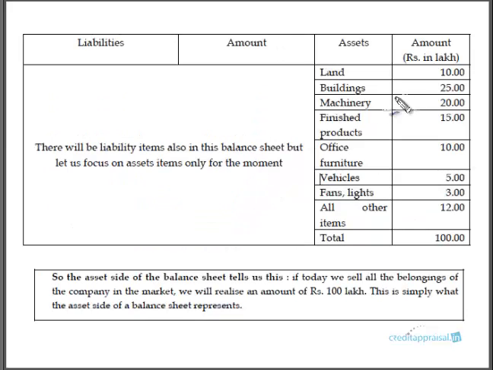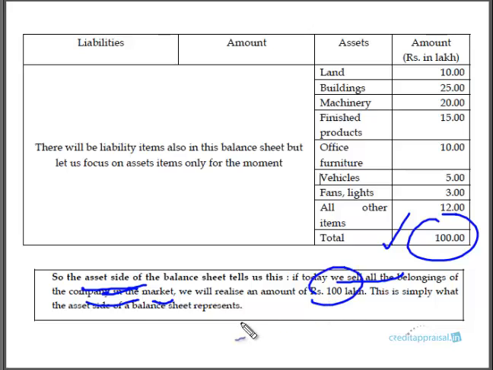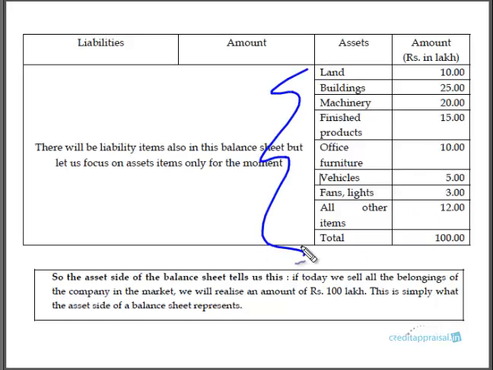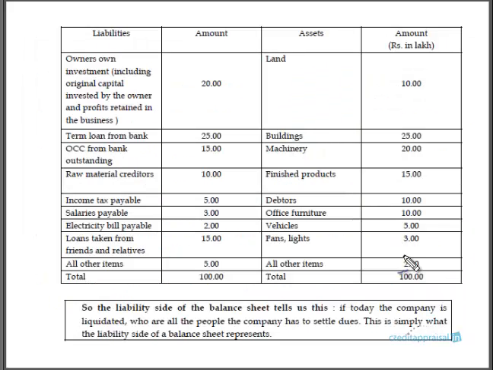So here we are taking an example. The company has so many assets, and the assumption is, if it is going to sell all its assets today, it's going to realize 100 lakhs. So what the asset side of the balance sheet tells us is that if we today sell all the belongings of the company in the market, we'll realize an amount of 100 lakhs. This is simply what the asset side of the balance sheet represents. That is what the assets tell you.